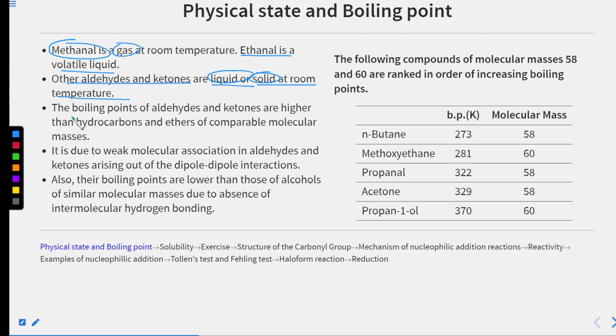Clear? Now let us move to the boiling point. As we have always seen, the functional group generally has a higher boiling point as compared to the simple hydrocarbon, because a simple hydrocarbon has no such interaction like dipole-dipole interaction or hydrogen bonding.